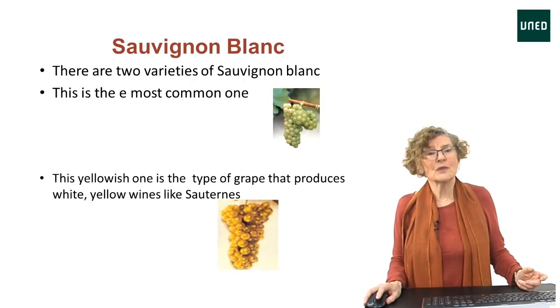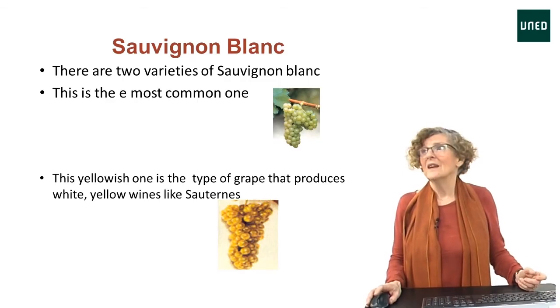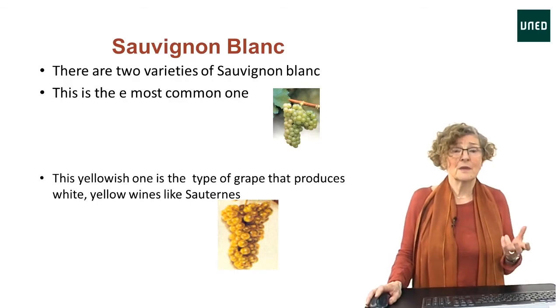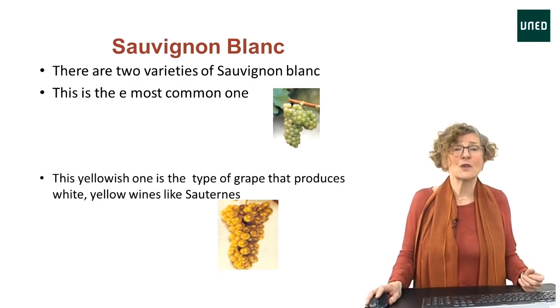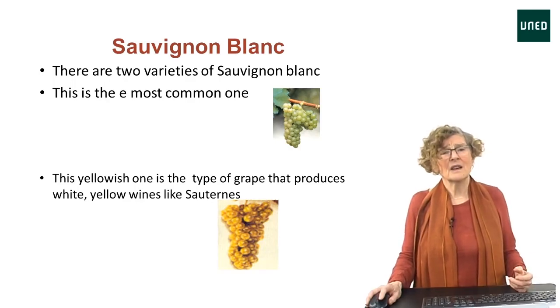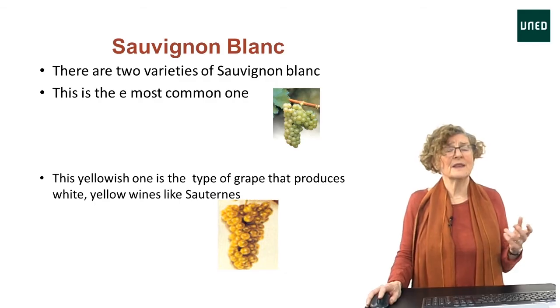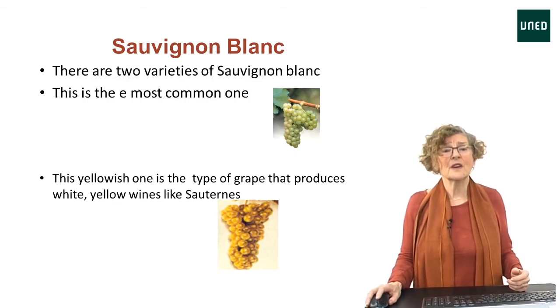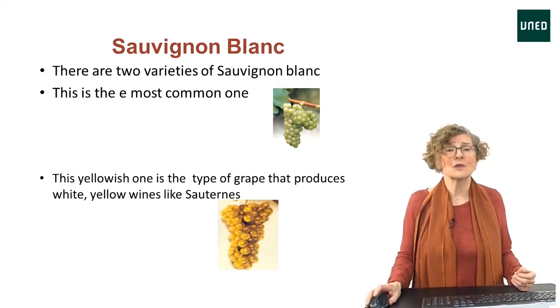Let's turn into the Sauvignon Blanc variety. There are two varieties of Sauvignon Blanc, but let's concentrate first on the kind of berry. The Sauvignon Blanc berries are medium size. The berries are basically green. They are not as compact as the Cabernet ones. And there are two varieties, the green one and the yellowish one. The yellowish variety gives golden yellow berries, and this variety produces also wines like Sauternes.